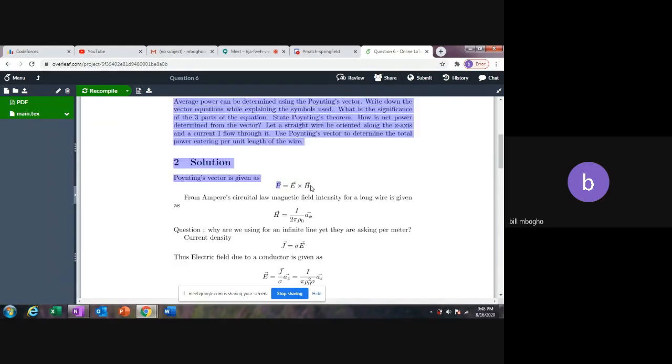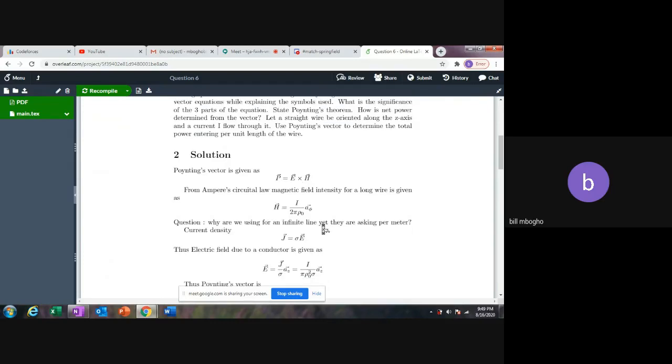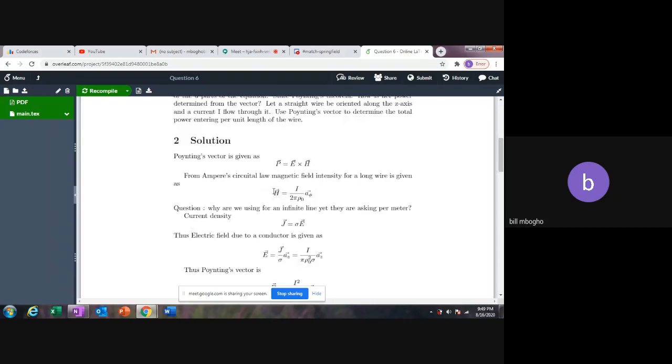It's just 3 terms. The first term is Poynting's vector itself. The second term is electric field. And then the third term is magnetic field intensity. So step 1 is to get electric field. Then step 2 to get magnetic field, and then you cross them. I did it in reverse. I crossed them, then I got magnetic field, and then I got electric field. So the magnetic field intensity.